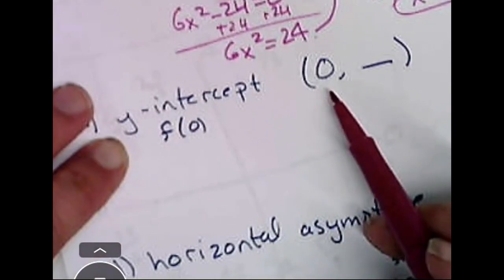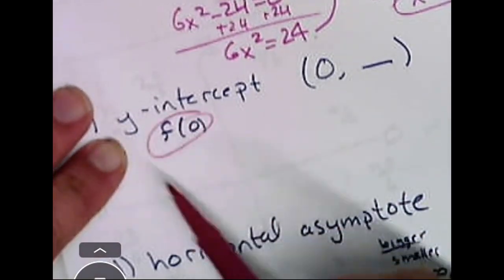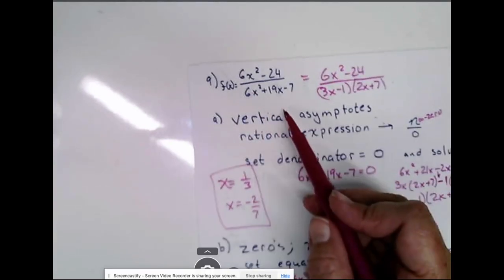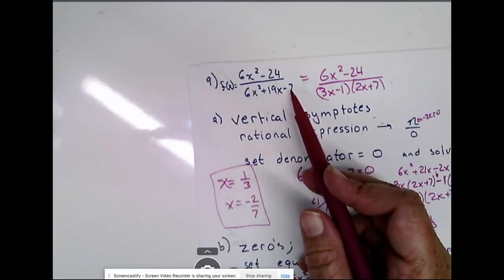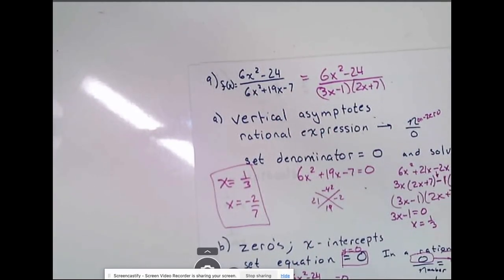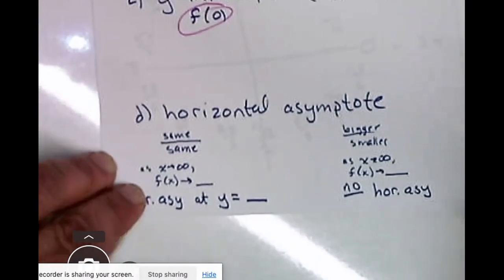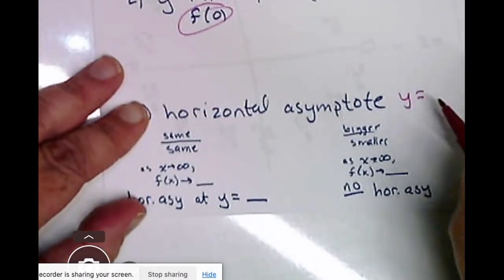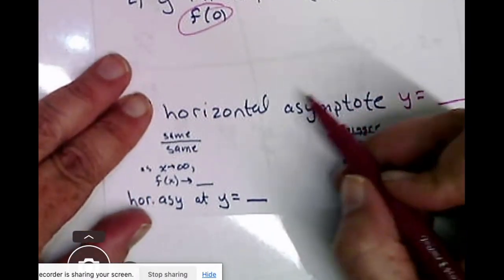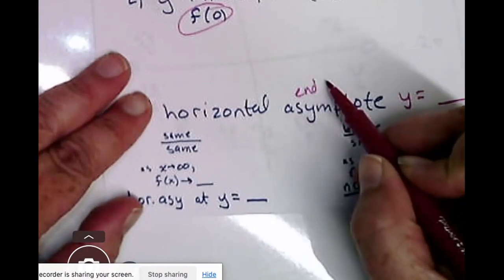Y-intercept. Set the x equal to 0. It's also the same as finding f of 0. Okay, so if you set all your x's equal to 0 here, what would you get? Negative 24 over negative 7. That's positive 24 over 7. Horizontal asymptote. Okay, that's always going to be a y equals thing. And this is really the same as asking sort of for end behavior.